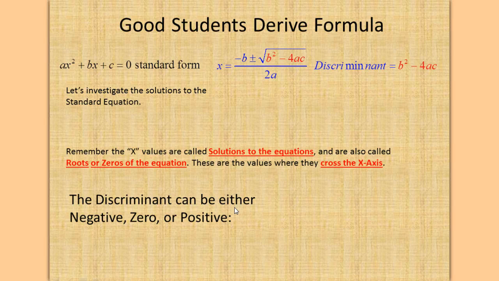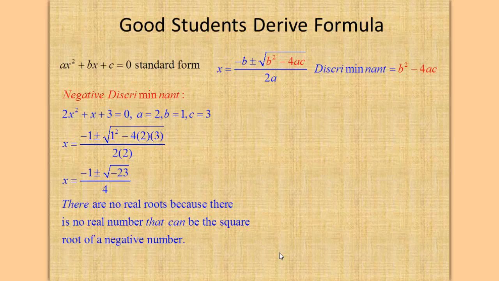The discriminant can be either negative, 0, or positive. This discriminant beneath the square root sign can be either negative, 0, or positive. We're going to investigate that to see why. Okay, a negative discriminant. Let's take an equation that's going to come up with a negative discriminant. So we have 2x squared plus x plus 3 equals 0. A equals 2, B equals 1, there's a 1 in front of the x, and C equals 3.